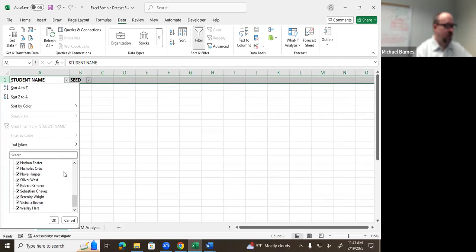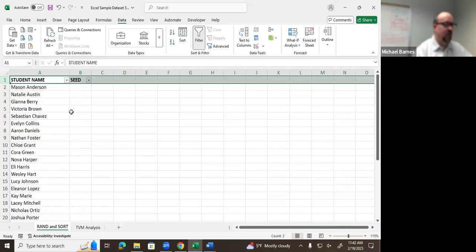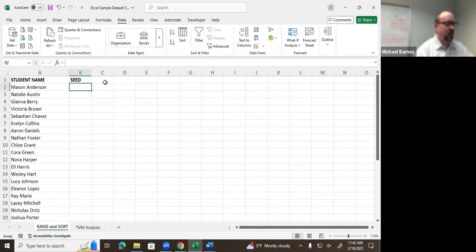You can select according to records within the selection. Sort A to Z, Z to A. You can sort by color. You can set up text filters. There's a whole bunch of ways you can go about it. You're probably familiar with that already, but this is very, very useful and very helpful. I do think that autofilter is a tool that doesn't get used nearly as much as it should, but you can set up a lot of these lists with an autofilter automatically, and it can be helpful.